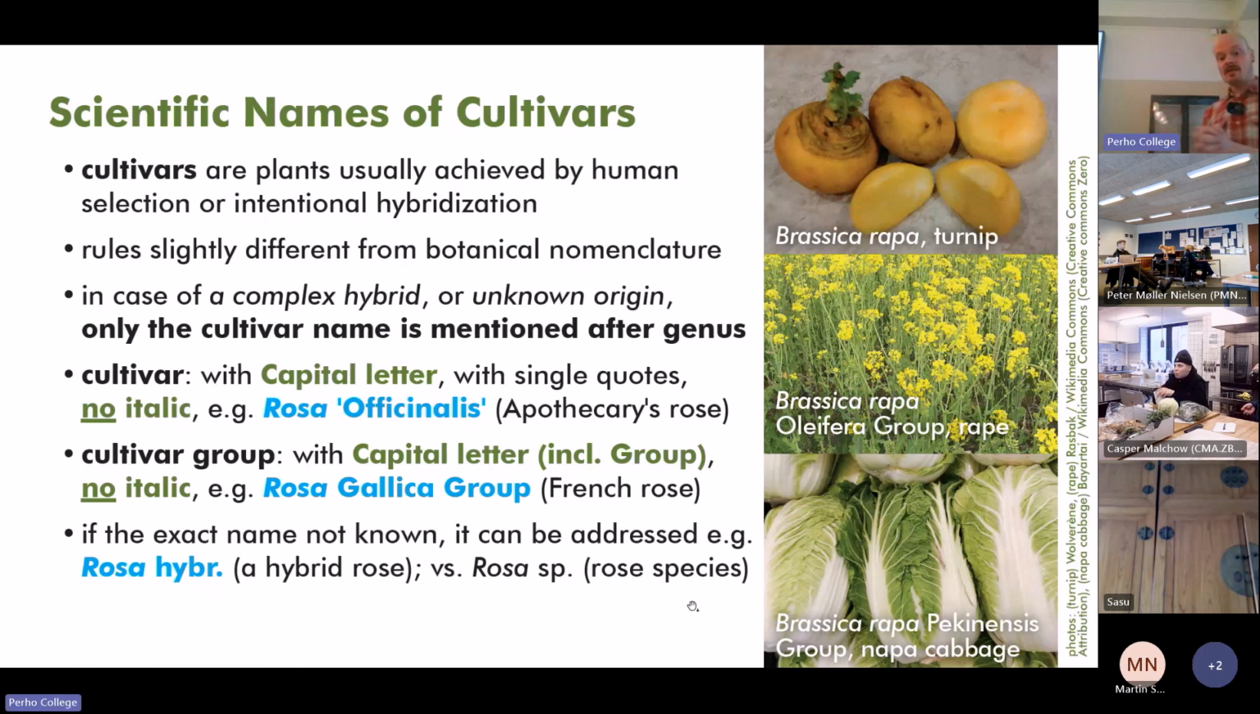If the exact name is not known, it can be addressed, for example, in this case, Rosa hybr or hybrida, which means that it's a hybrid rose. We know it's a rose, we know it's a hybrid rose, but we don't know which hybrid it is, or it might even not have a name. Or if you don't know the species, you could say Rosa sp or Rosa species, a rose species.